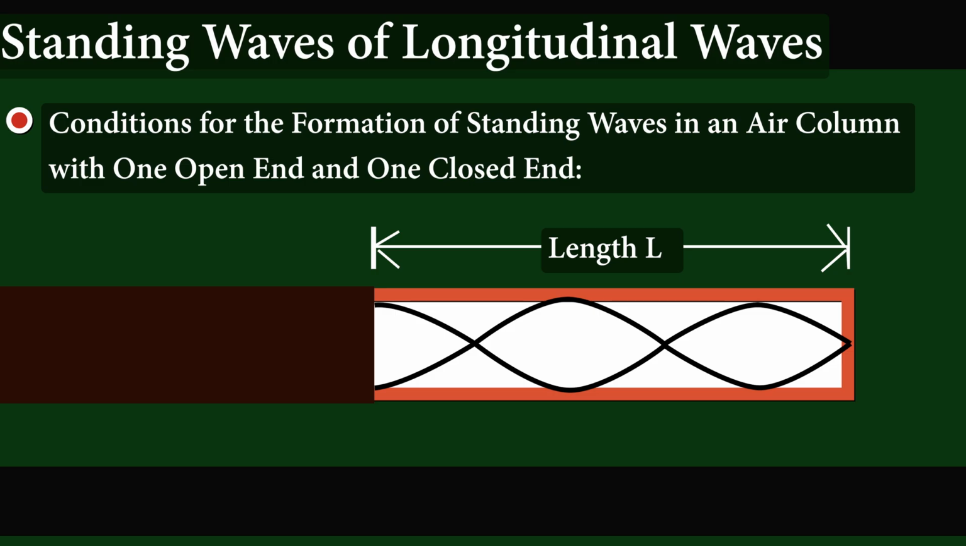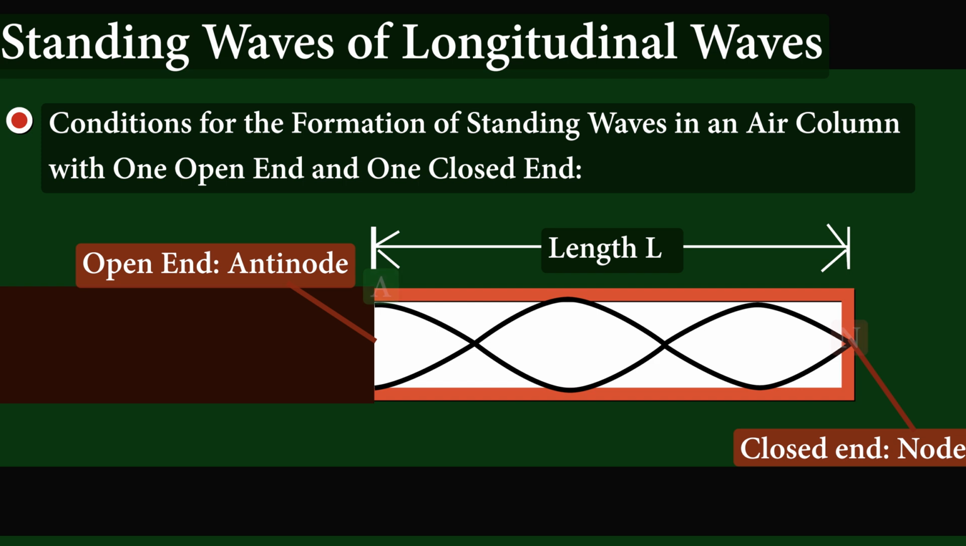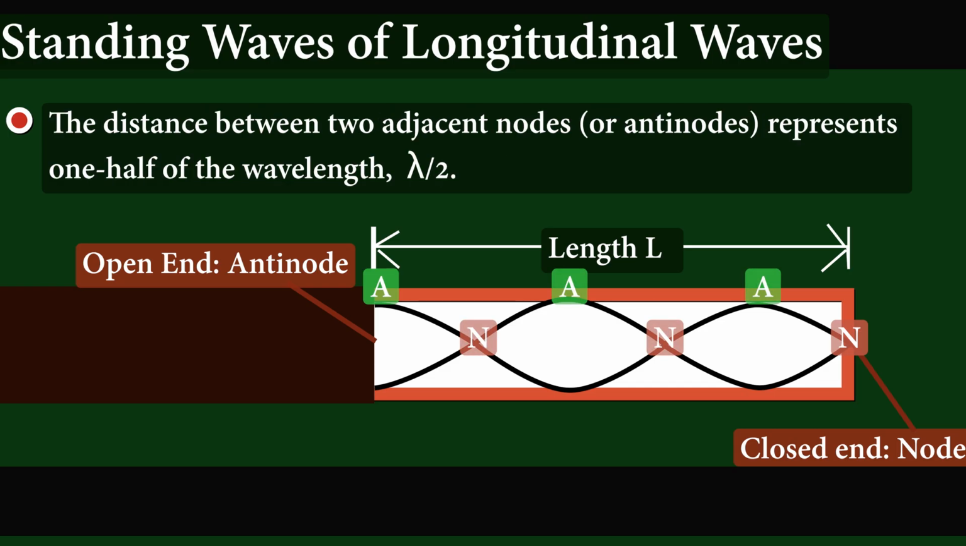Conditions for the formation of standing waves in an air column with one open end and one closed end. The open end corresponds to an antinode, where maximum displacement occurs, while the closed end corresponds to a node without displacement. The distance between two adjacent nodes, or antinodes, represents 1/2 of the wavelength.